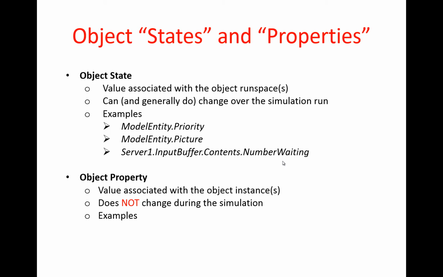Examples of these object properties are model entity initial priority, which is set at the beginning of the run. As you can see, the initial priority of the model entity is a property. It cannot change. However, the state variable, which is model entity.priority, can change during the simulation run. Also, initial capacity of a server is another example of object properties.